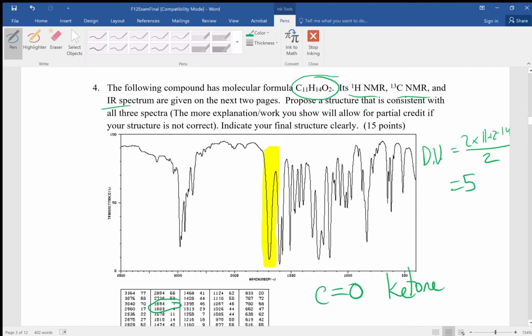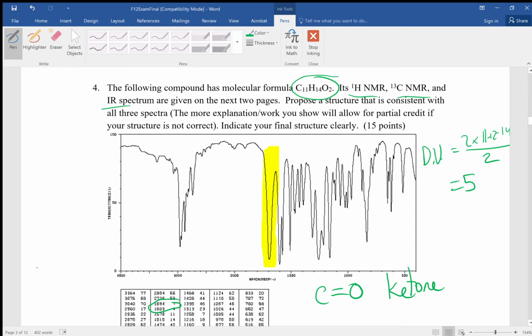Of the possible carbonyls we could have in this molecule, the ketone generally shows up at the lowest wave numbers. Now this one's even a little bit low for the ketone range, so that suggests to me that there's something next to the ketone which is giving it more single bond character and pushing it to lower wave numbers.